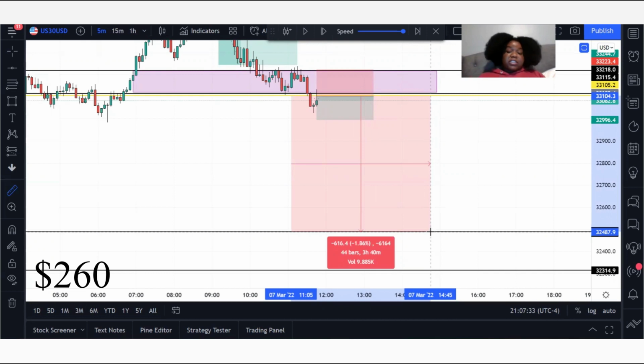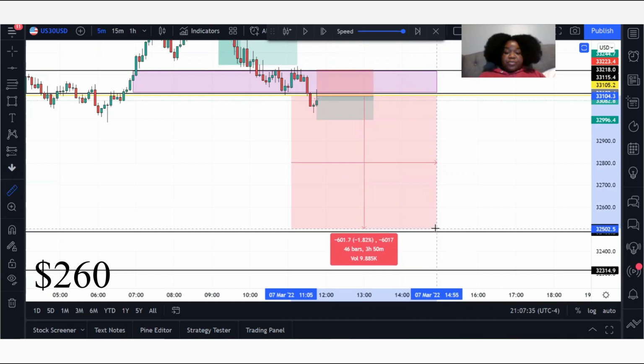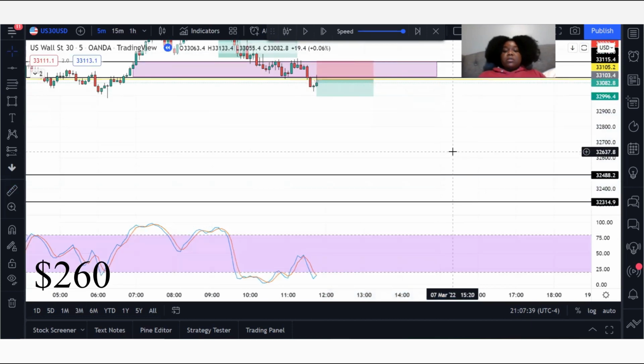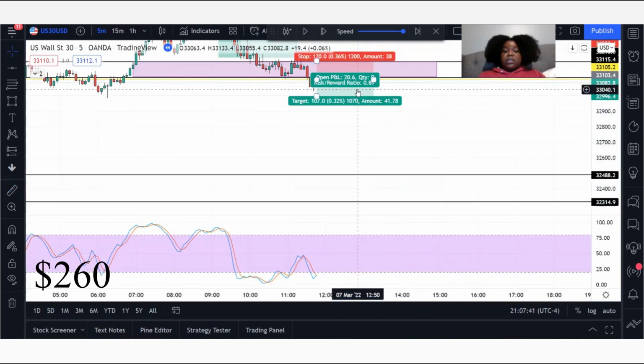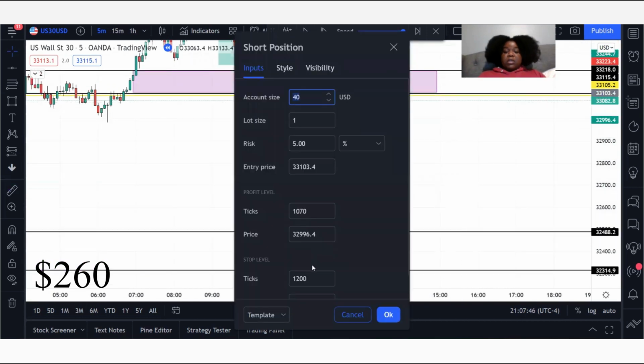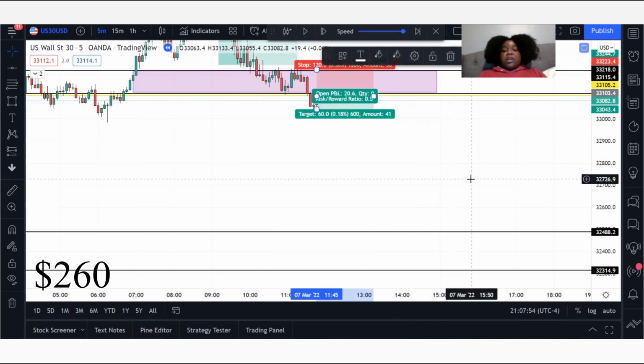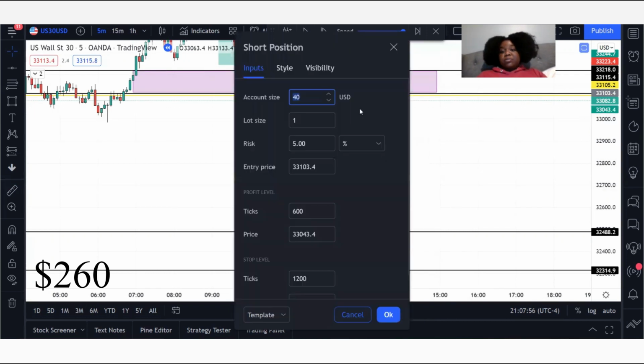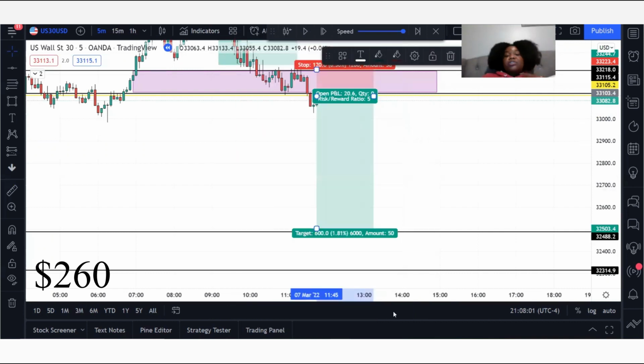Obviously, I don't think it's going to touch exactly there, so let's do 600. Wow, that is crazy. Now real quick, oh, I literally put 600 instead of 6,000. Okay, so we are risking $120 to make $600.